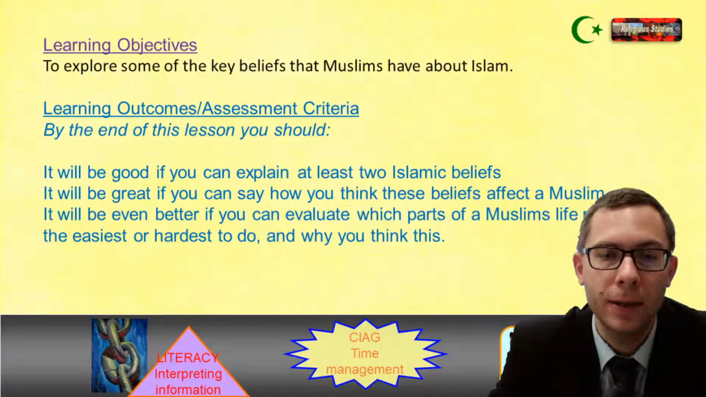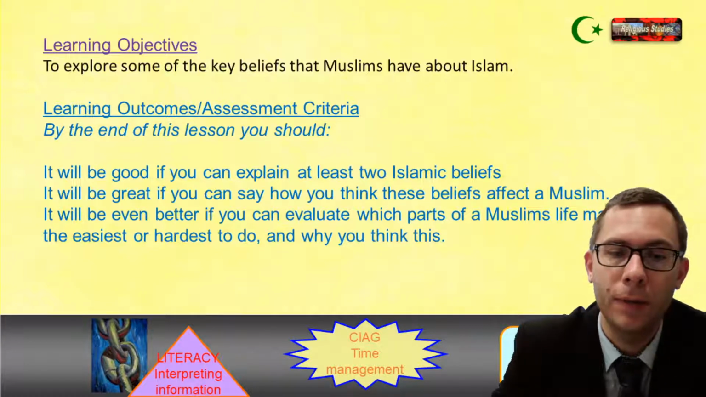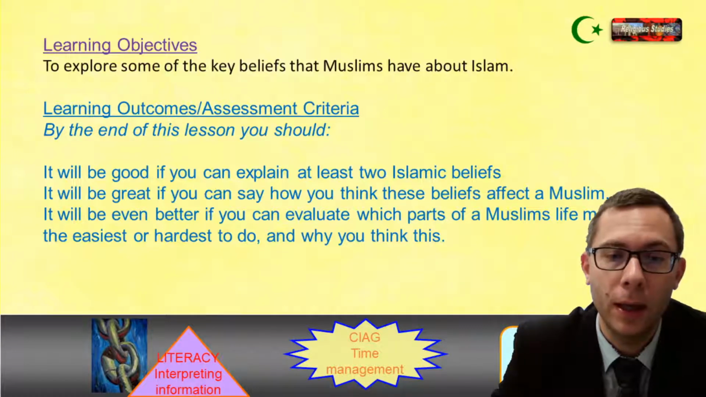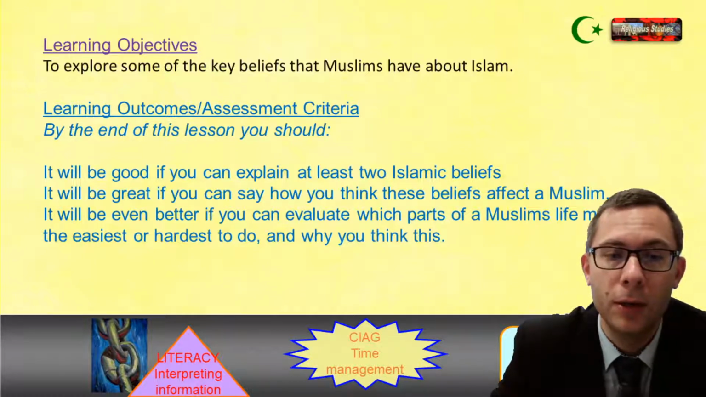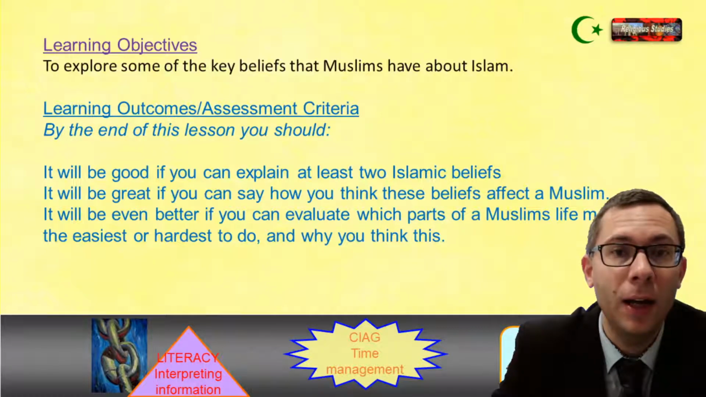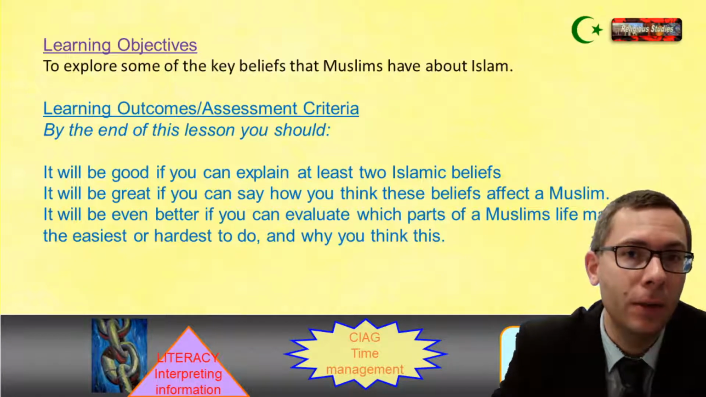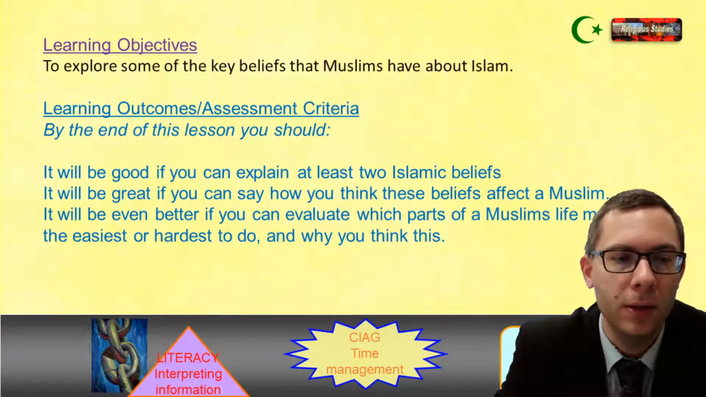It's going to be a good lesson if you can explain at least 2 beliefs from Islam. Great if you can say how these beliefs affect a Muslim's life, and even better if you can evaluate which parts affect a Muslim's life that you think might be the easiest or the hardest thing, and why you might think that. So what do you think that the parts of a Muslim's life that they may do, which is the easiest, which is the hardest, and why do you think that?